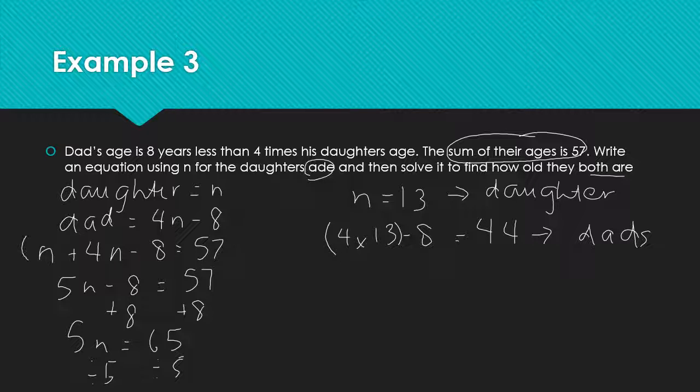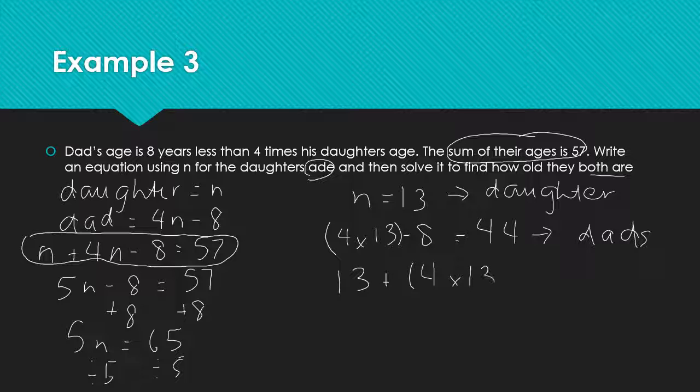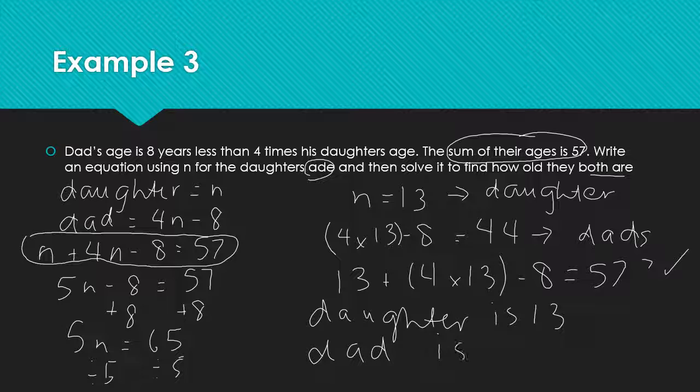So let's substitute it into this big equation that we created to check. What's 13 plus 4 times 13 minus 8, and does that equal 57? If you put it on your calculator, you'll see that yes, it does equal 57. So then all we have to write is, the daughter is 13, dad is 44.